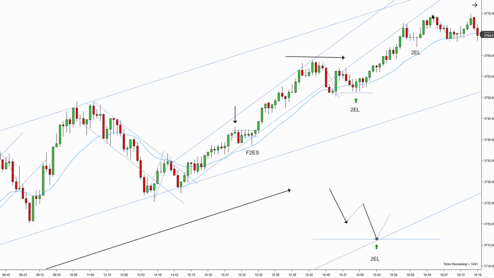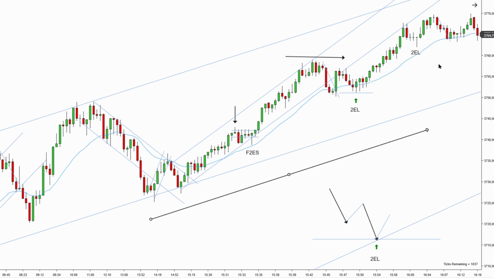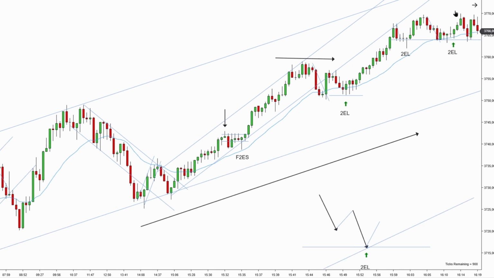And once again, this is a two-legged pullback, second entry long, great bullish signal bar at the exponential moving average with the direction of overall trend. This is a simple high probability price action setup. It was good enough for a scalp.